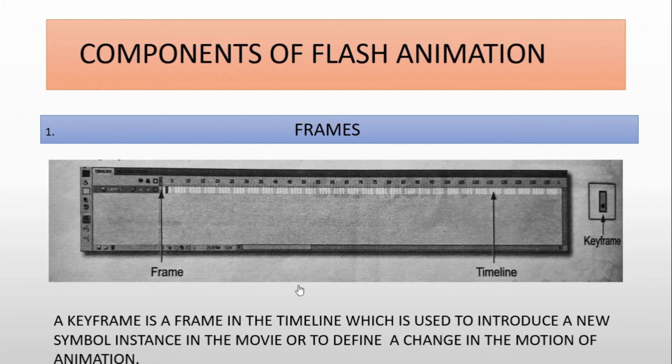There is another important component under this frame, that is keyframe. A keyframe is a frame in the timeline which is used to introduce a new symbol instance in the movie or to define a change in the motion of the animation. A keyframe is displayed with a black dot inside the frame. Next is layers.